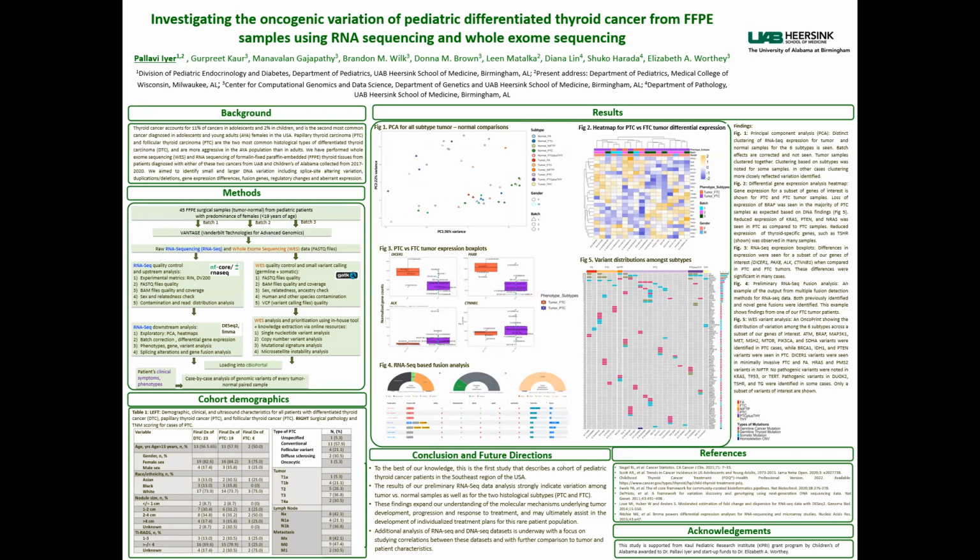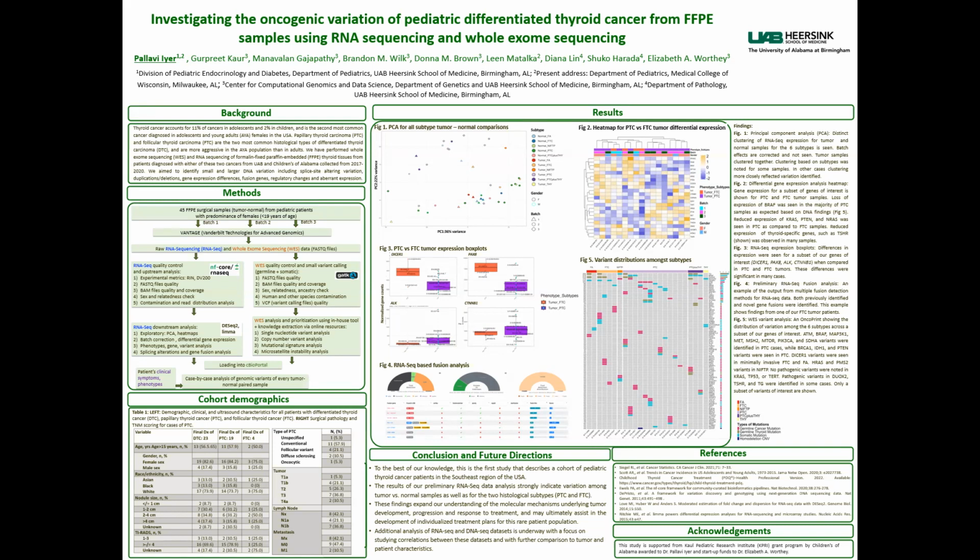Here is a heat map showing expression of selected genes of interest for tumor PTC versus tumor FTC samples. The genes are colored according to their expression levels, with gold indicating upregulation and blue indicating downregulation.